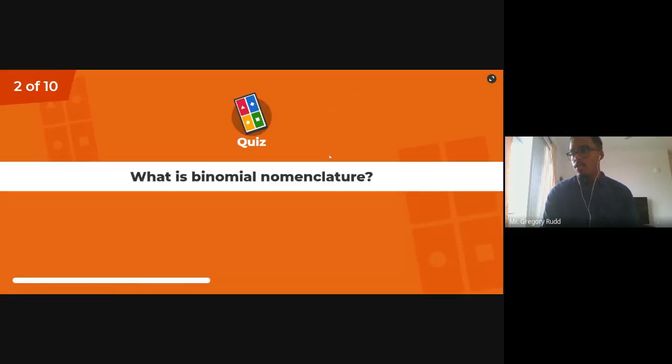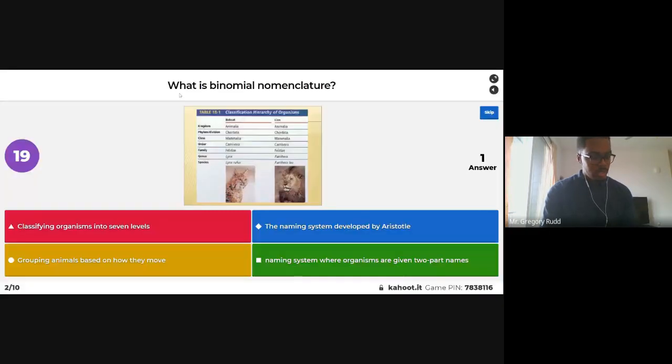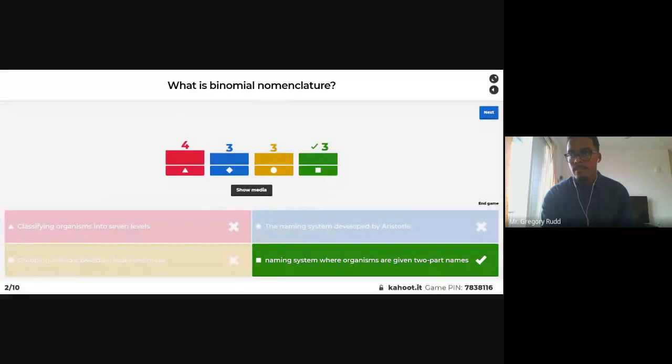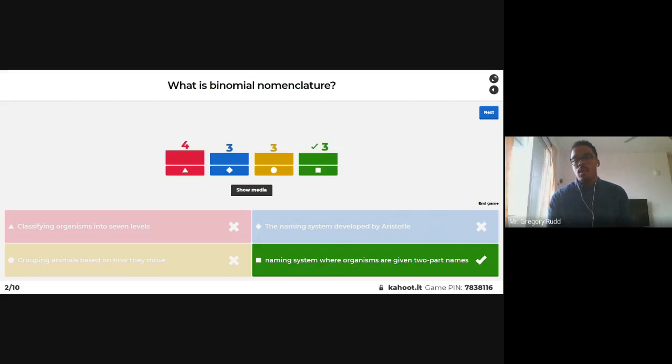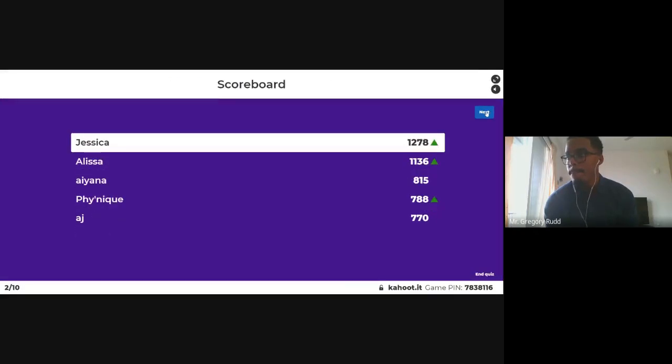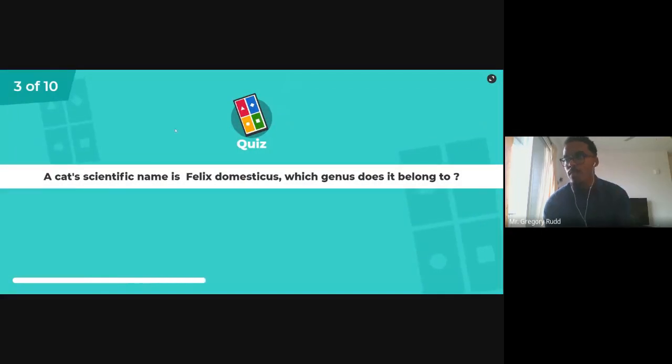All right, what is binomial nomenclature? All right, so binomial means two, and the root word nomial means name. So binomial means a two-part name. A cat's scientific name is Felis domesticus. Which genus does it belong to?